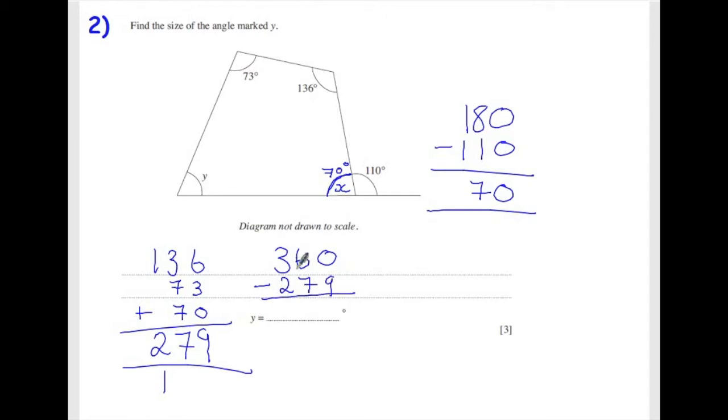0 take away 9 we can't do, so we borrow from the 6, which becomes 5. 0 becomes 10. 10 take away 9 is 1. 5 take away 7 we can't do, so we borrow from the 3, which becomes 2. 15 take away 7 is 8. 2 take away 2 is 0. So we're left with Y is equal to 81 degrees. If ever you wanted to check this, if we added 81 to 279, it would give us a total of 360. Therefore, we know we are correct.